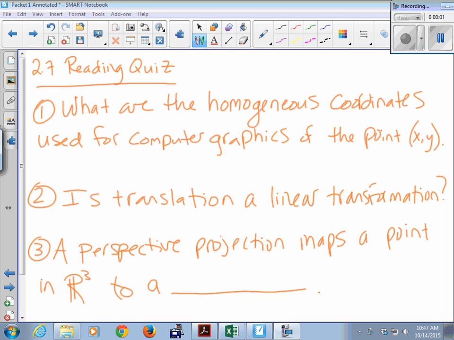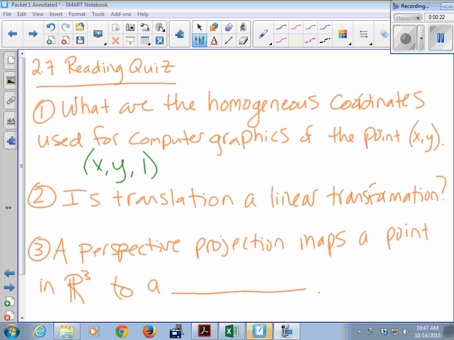Homogeneous coordinates used for computer graphics of the point xy: xy1. A more generic answer, if you put xyh, I'll take that too, because I couldn't think of a way to tell you exactly what I wanted. xy what? Fine, xya.